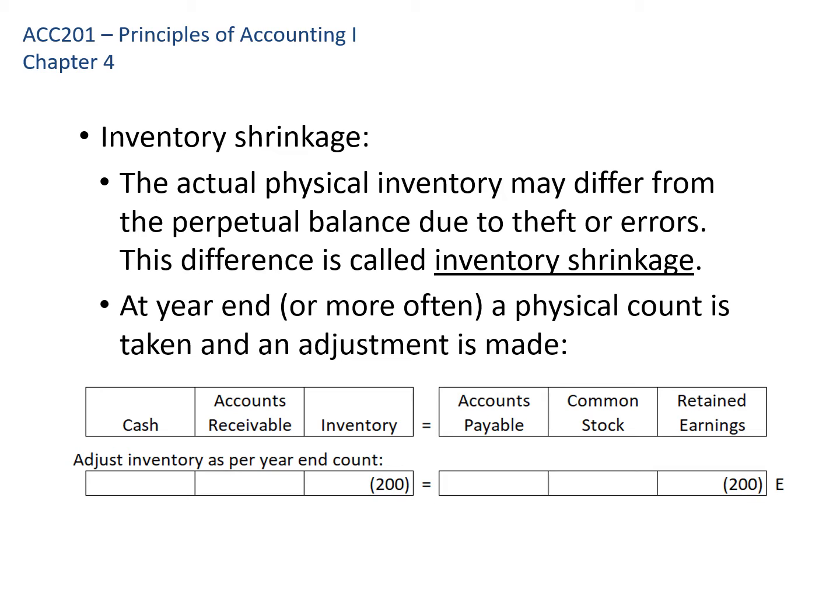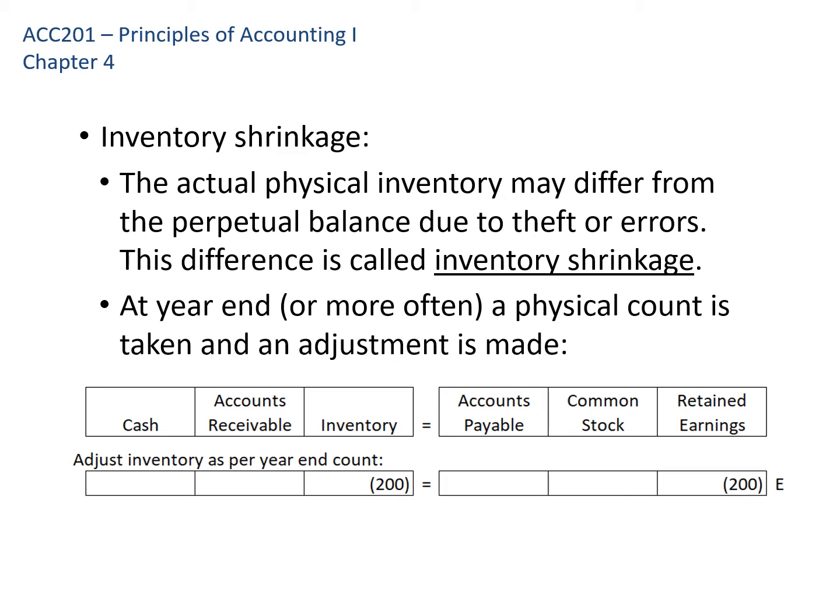And also, I would say many well-run companies don't wait to year end to take account. They do what are called cycle counts. So maybe every week or every couple of weeks, they're out counting items and comparing them to their perpetual records and making adjustments throughout the year so they don't have one big adjustment at year end.